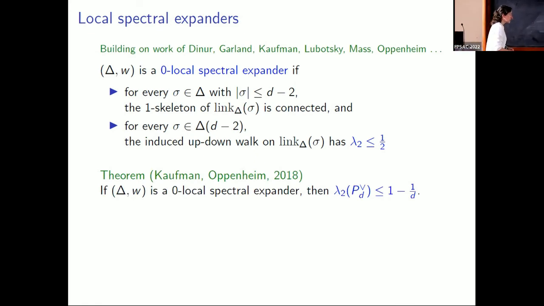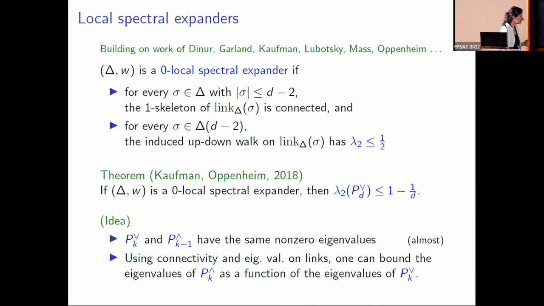And precisely what they show is that if you have a 0 local spectral expander, then the second eigenvalue of this very large transition probability on potentially n choose d things is bounded away from 1 by 1 over d. So you get a spectral gap of 1 over d. And the idea is similar to what happened in this small example, that one can relate the eigenvalues of random walks between different levels. And using connectivity and this bound on the eigenvalue, you can in fact keep going up. You can keep going up in this poset.